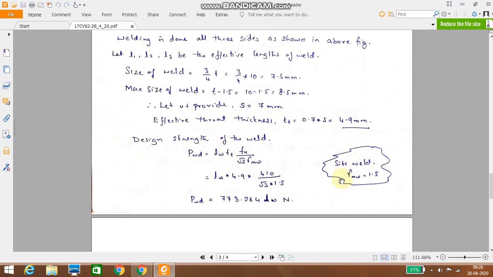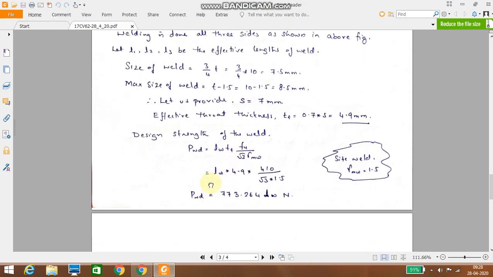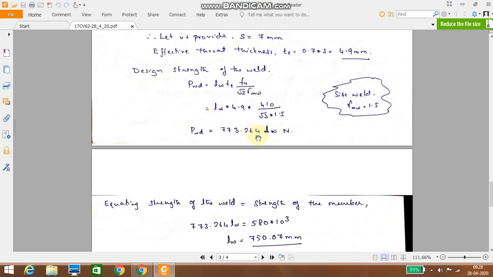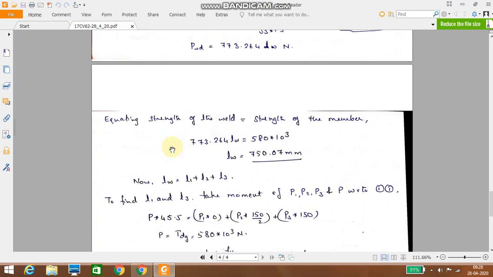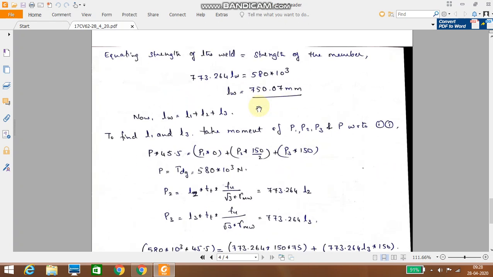So let us calculate the strength of the weld, depending on gamma mw equal to 1.5, because they have told that it is to be a site weld. So Pwd equal to Lw into TT into Fu divided by root 3 into gamma mw. Upon substitution we get Pwd equal to 773.264 Lw newtons. Now you can calculate the Lw, that is the length of the weld, by equating the strength of the weld to the strength of the member. So here 773.264 Lw equal to 580 into 10 raised to 3 gives you 750 as the length of the weld.